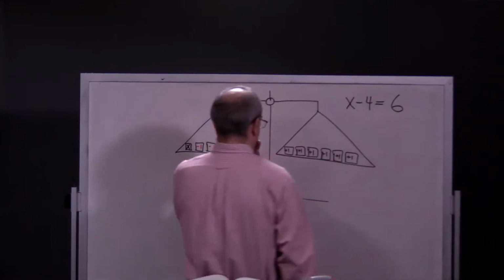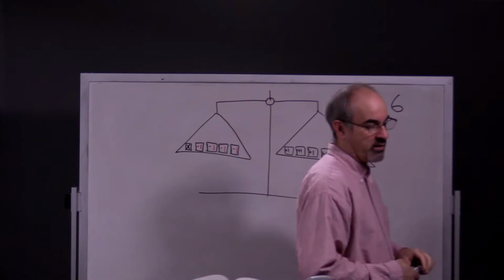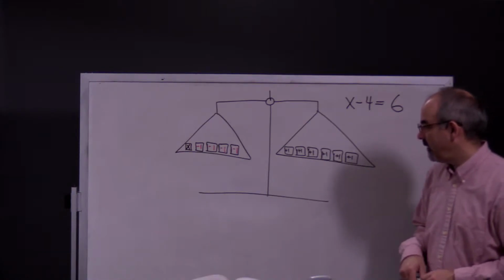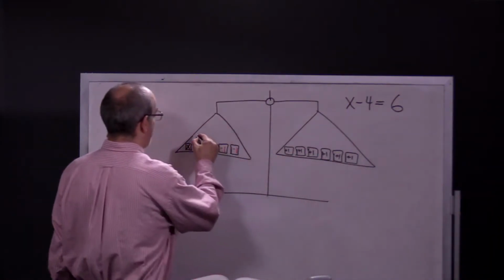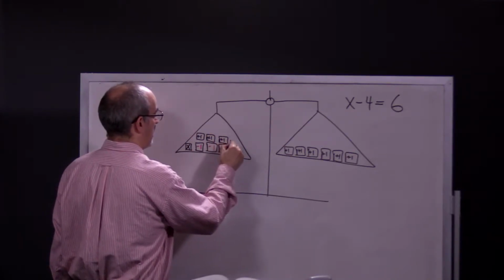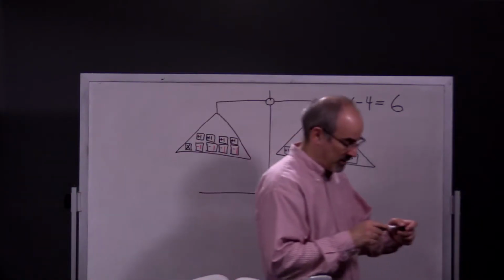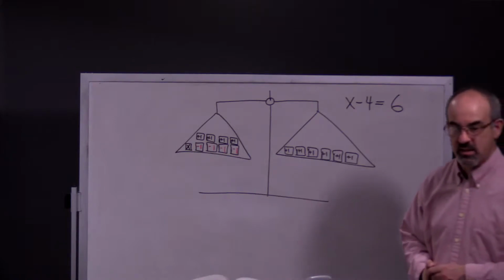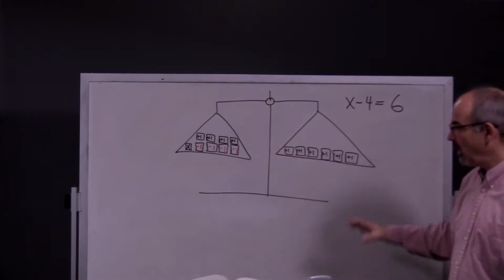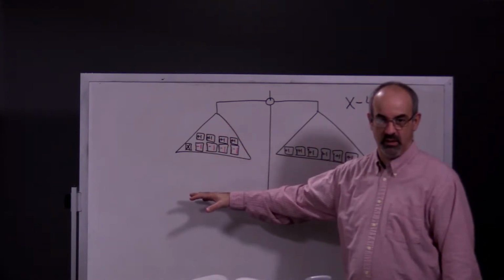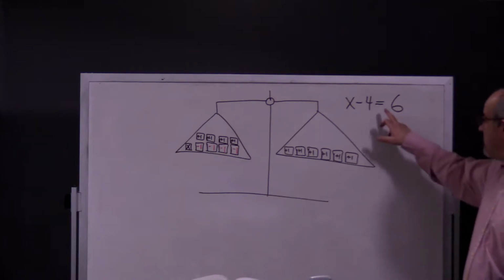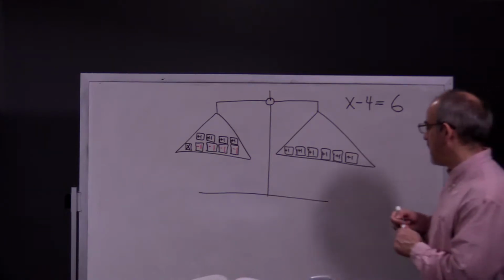Usually in all these algebra type problems, what we want to know is what is x. Well, if we add 4 positive blocks over here, what's going to happen? Since the scale was already balanced before we added those 4, now the scale would tip this way. It would be heavier on this side. We don't want that. We want it still to be equal. So we have to add 4 over here.